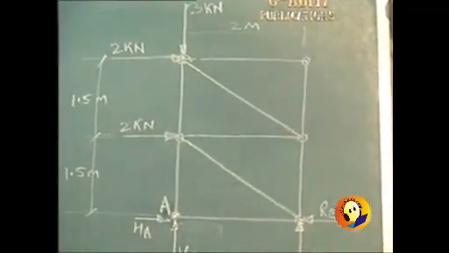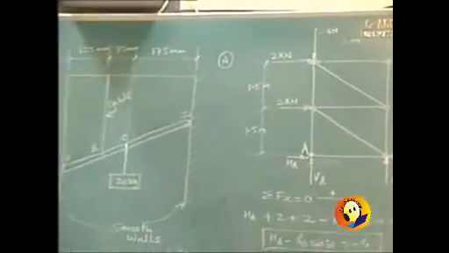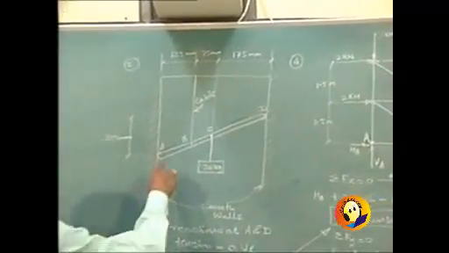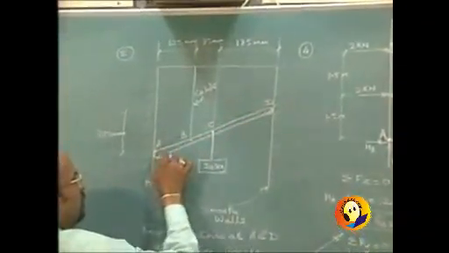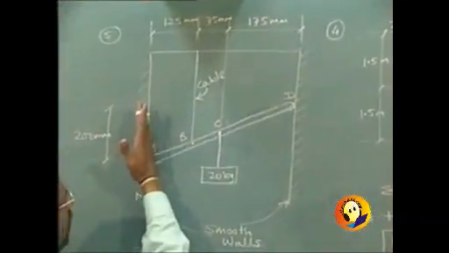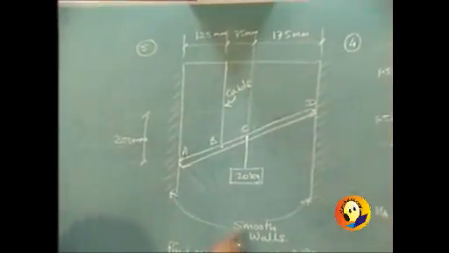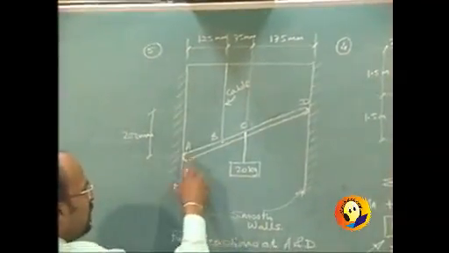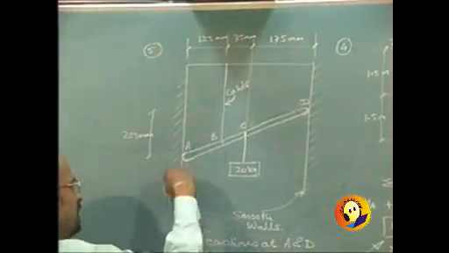Let us consider the second problem. See the problem carefully. It's a beam of some length which is put with the support of two walls, and these two walls are given as smooth walls. That means if you apply a force, if you try to push this end down, it can be easily pushed, there is no friction.